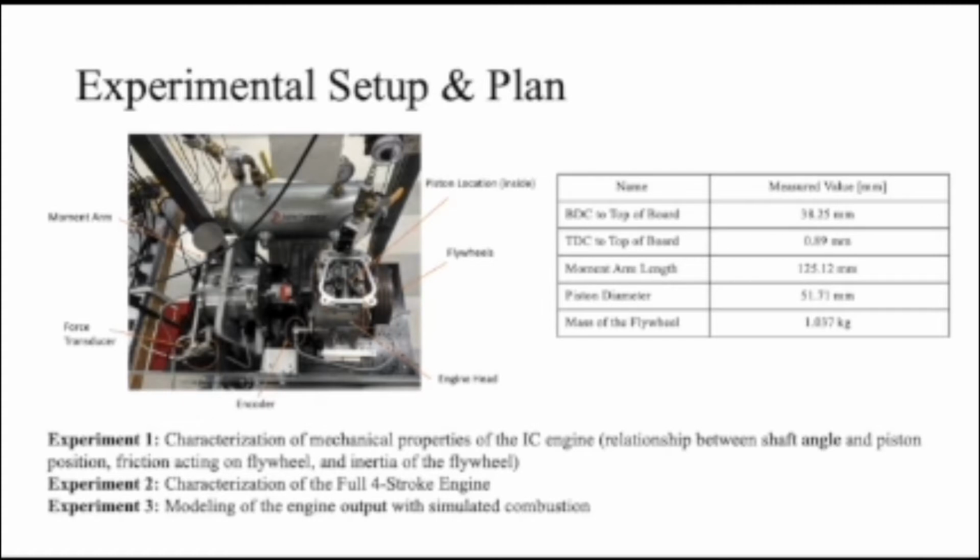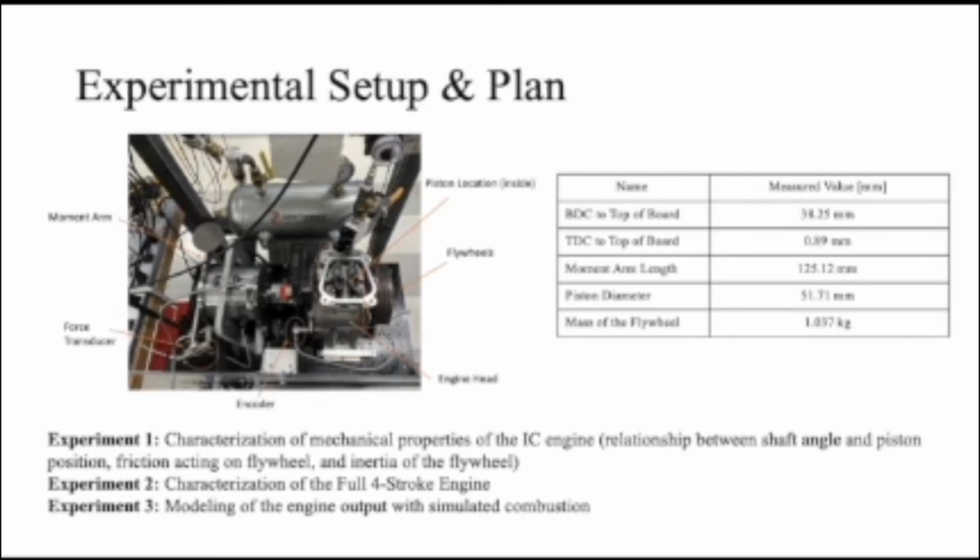In experiment 1, the engine head was not attached to the engine, which allowed us to characterize the mechanical properties of the IC engine by measuring dimensions that will be used for calculations as seen in the table on the right, as well as deriving the work of friction, work of the motor, and the moment of inertia of the flywheel. In experiment 2, we attached the engine head on, but did not inject air into the system.